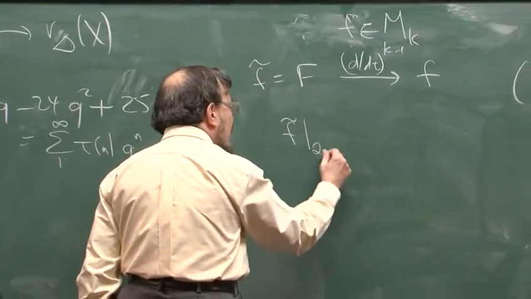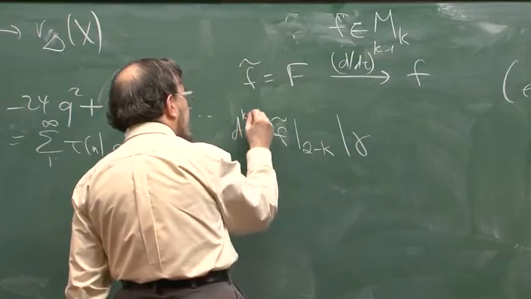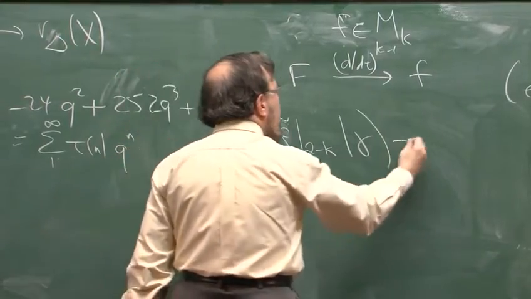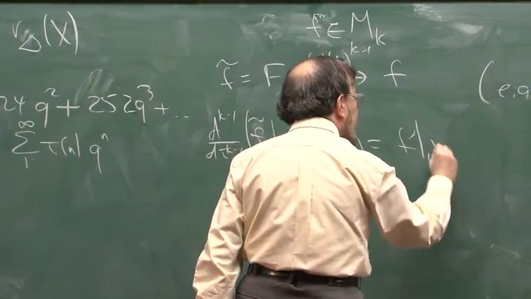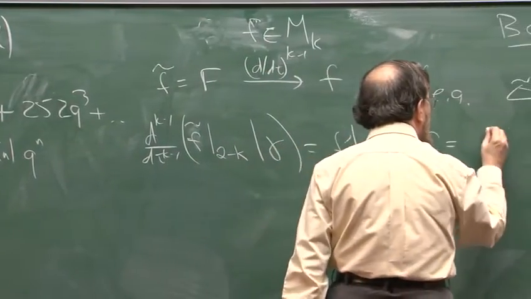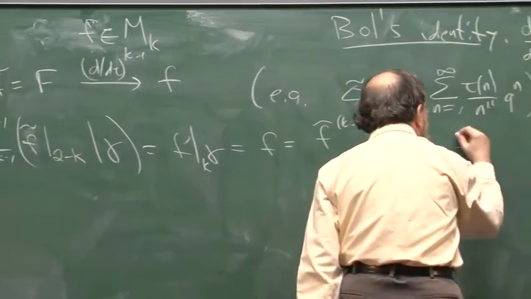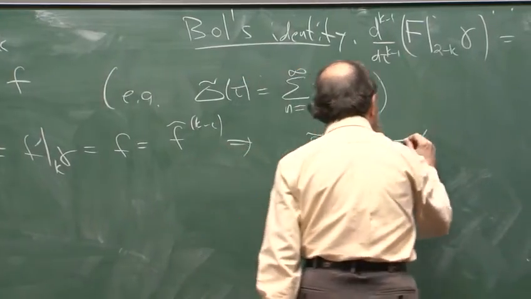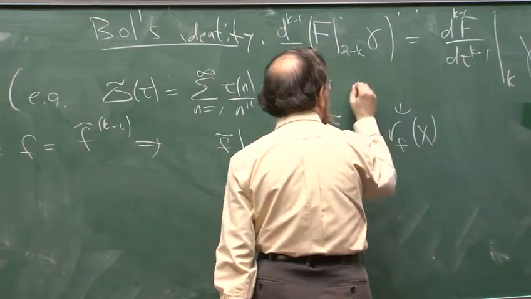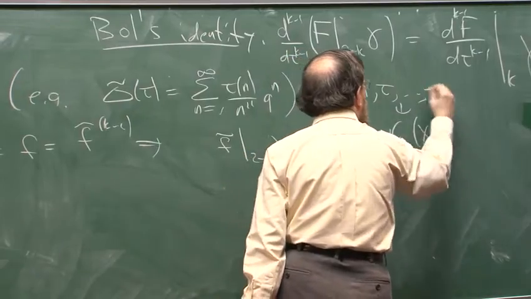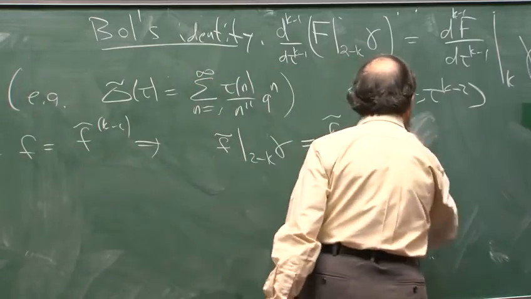If I take this thing in weight 2 minus k and differentiate it, then by Bol's identity, that's the same as if I took the k minus first derivative of f tilde, which is f, in weight k, slash gamma. But since f is a modular form, this is f, which is the k minus first derivative of f tilde. And therefore, we have two functions with the same derivative. And therefore, we find that the two functions are the same up to a function whose k minus first derivative is 0. In other words, it's simply a polynomial of degree k minus 2 in tau. Call it R_f.